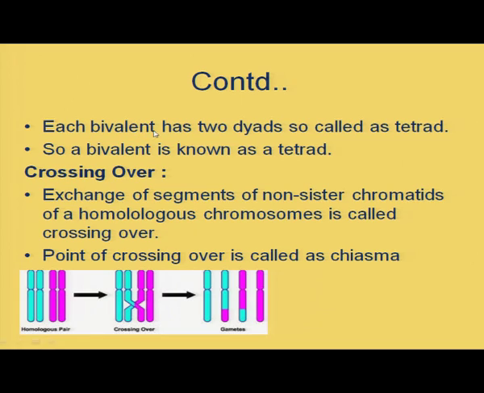Each bivalent has 2 dyads. Di means 2. A chromosome has 2 chromatids, so we will call them as dyad. This is yet another chromosome with a dyad, the 2 chromatids. So this is another dyad, this is yet another dyad. So a bivalent has 2 dyads, so we will call it as a tetrad. 4 stranded stage simply.